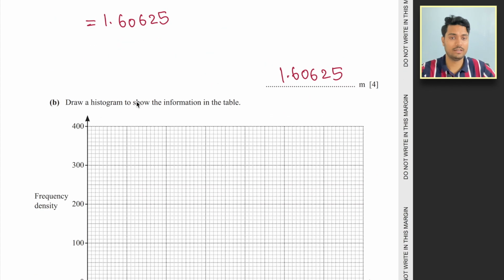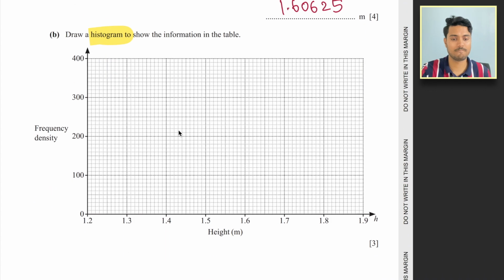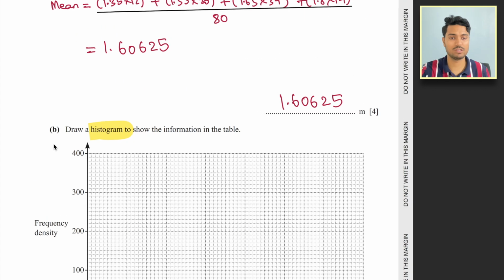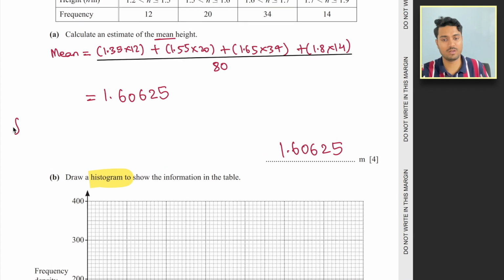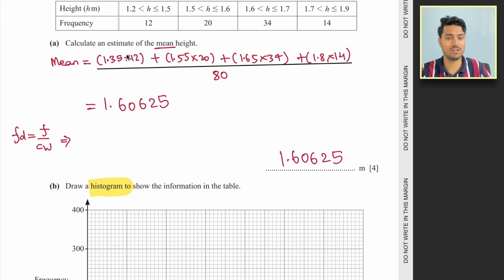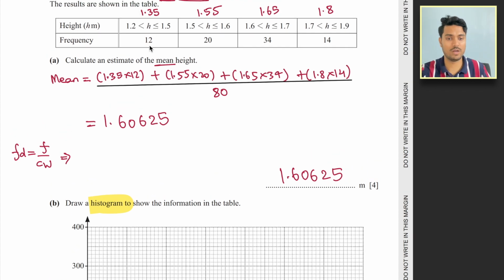Now let's check part B. It says draw a histogram. We have to draw the histogram to show the information in the table. So for 1.2 to 1.5, we have to find the frequency density. Frequency is given to us. Frequency density is equal to frequency divided by the class width. For the first one, frequency is 12. Class width is 1.5 minus 1.2, that is 0.3. So 12 divided by 0.3 is 40.